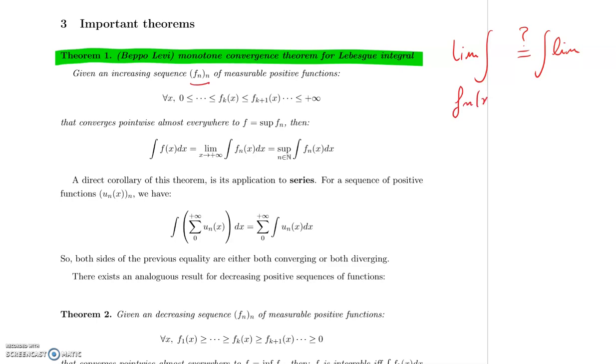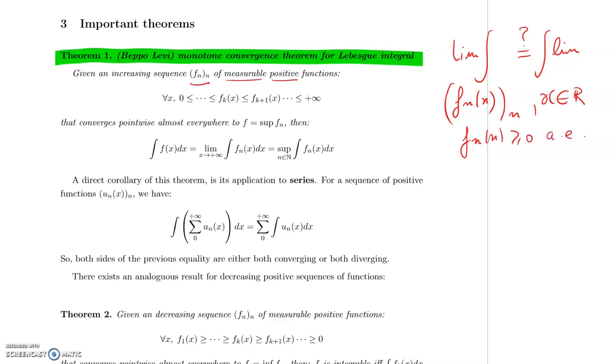So I've got a sequence of functions f_n of x. x, the argument of the function, is a real value, and we've got an index n that tells you that we've got a sequence of functions. The assumptions are that they are measurable. As I told you, we don't really have to worry about that, all the functions we're going to see are measurable. They have to be positive, so for any x, f_n of x is greater or equal to 0.